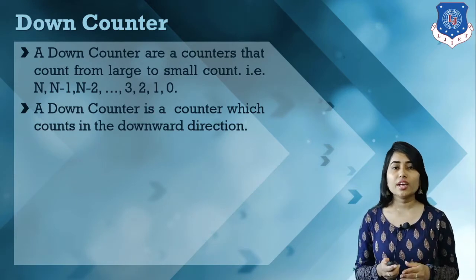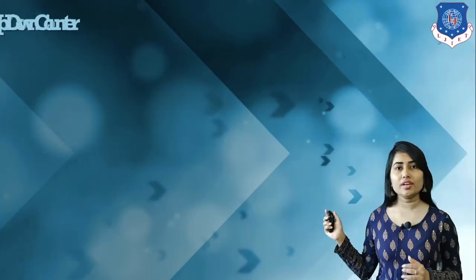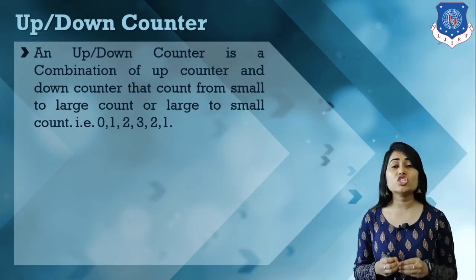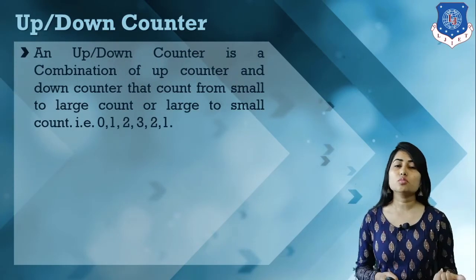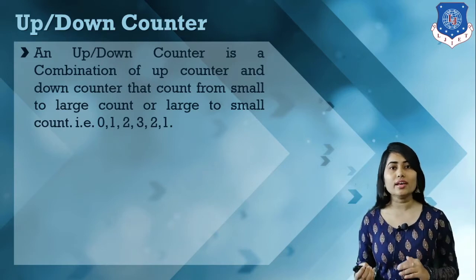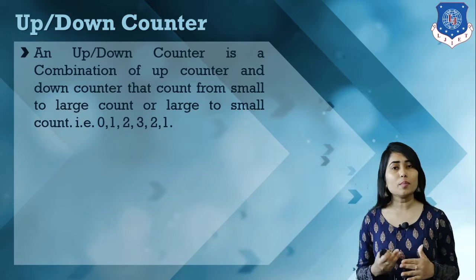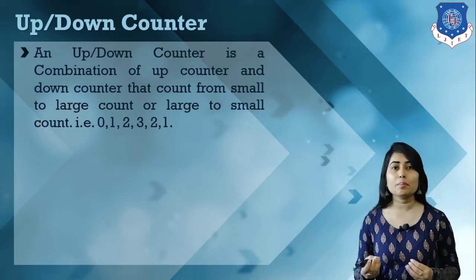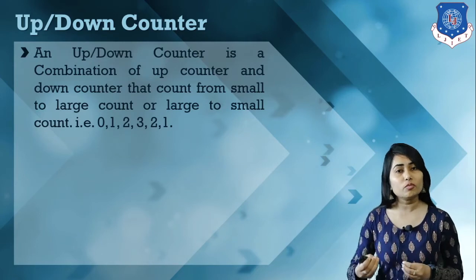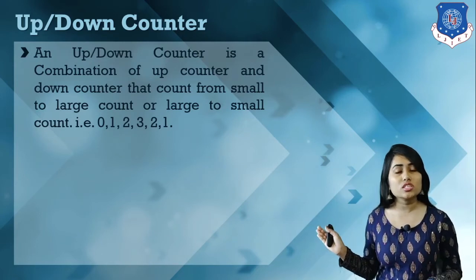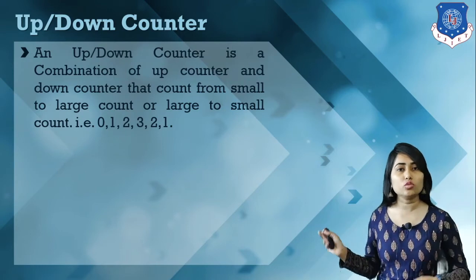Now next we have the up and down counter. This up and down counter is a counter which counts either from small to large or from large to small. Depending on our requirement, it will count either in an upward direction or in a downward direction. So this is known as the up and down counter.